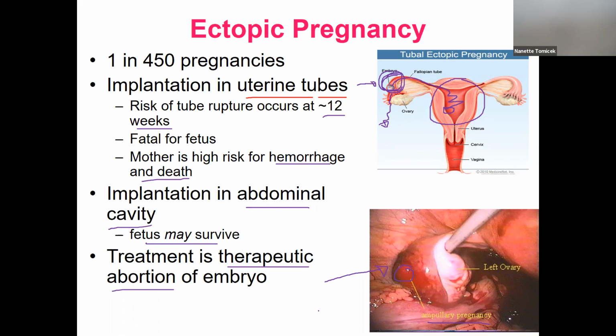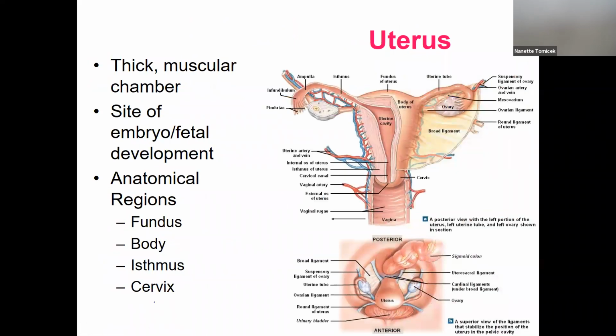These are very much wanted pregnancies often by the parents, but there is too great a risk to the life of the mother to continue them. Let's move on to the uterus. So this is the place we should be implanting our embryos and allowing them to grow.